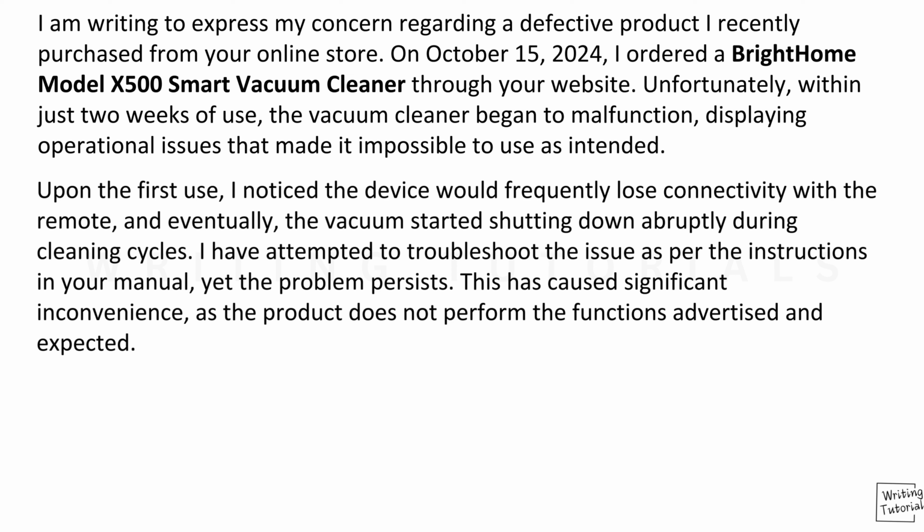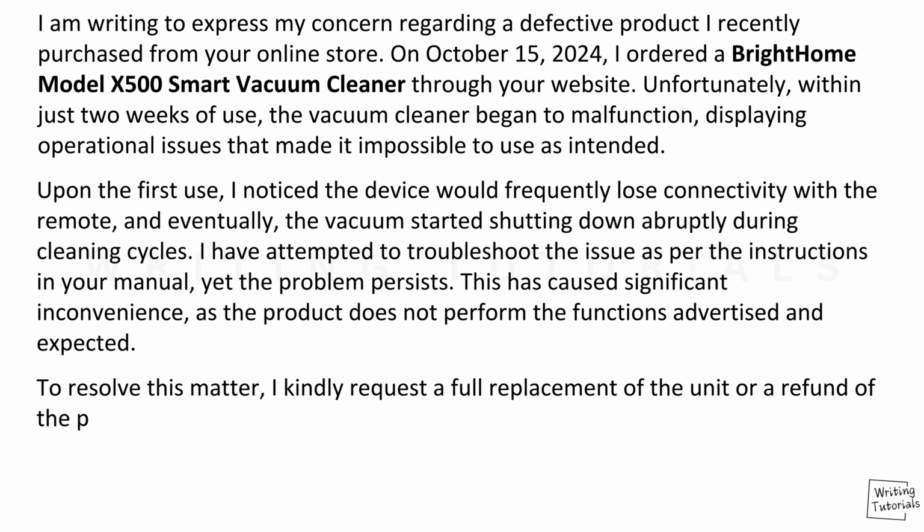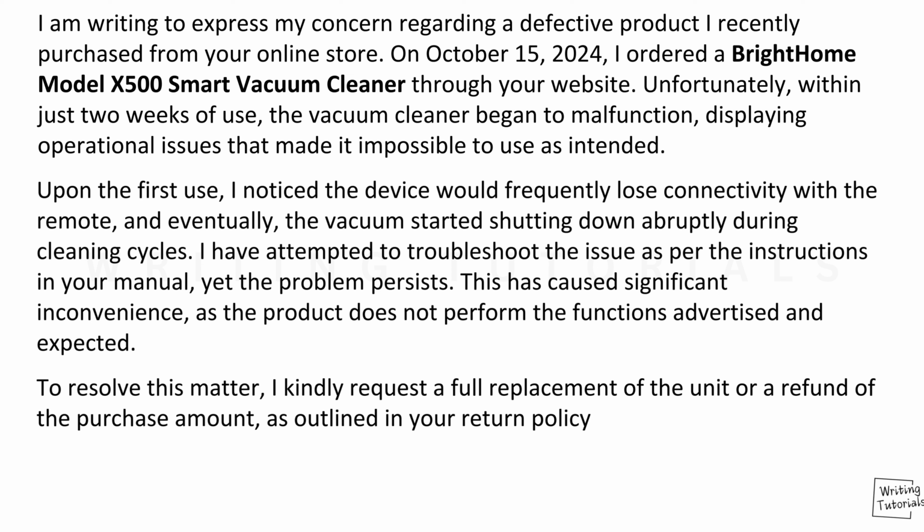Request for resolution. In the next part, Jennifer makes her request clear. To resolve this matter, I kindly request a full replacement of the unit or a refund of the purchase amount, as outlined in your return policy for defective products. Here, she's stating exactly what she wants as a solution.